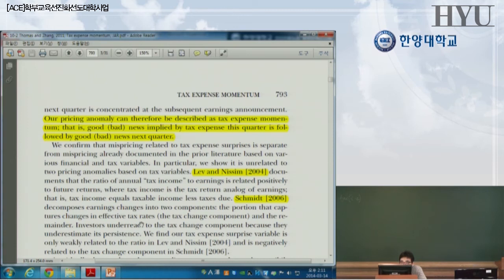Our pricing anomaly can therefore be described as tax expense momentum. That is, good news implied by tax expense this quarter is followed by good news next quarter. So if we have a positive on this one, then we expect good news in the future. If it is negative, we will have bad news in the future.